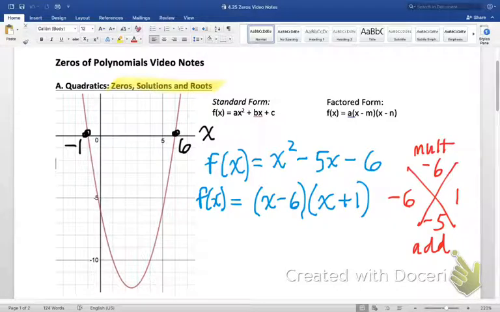From here, I could find the zeros, which would be the solutions to the quadratic equation where you set f of x equal to 0, right? Because if we're finding the zeros, those are the places where the y value is 0 on the graph. So we're plugging in 0 for f of x, which is y.